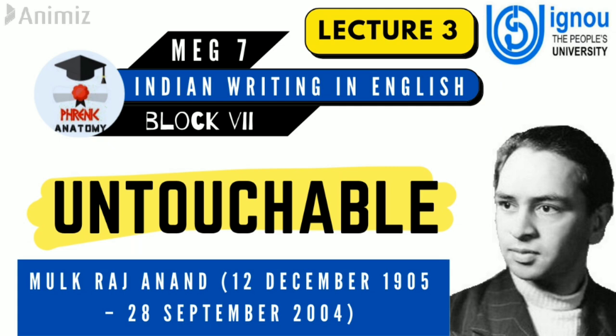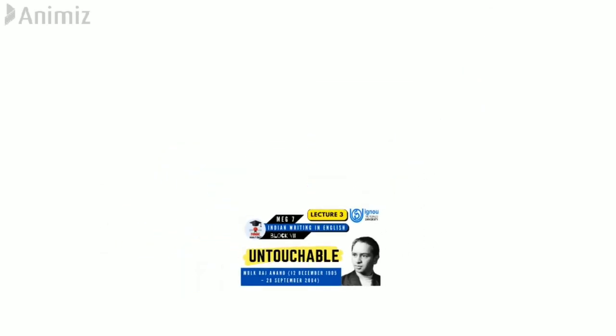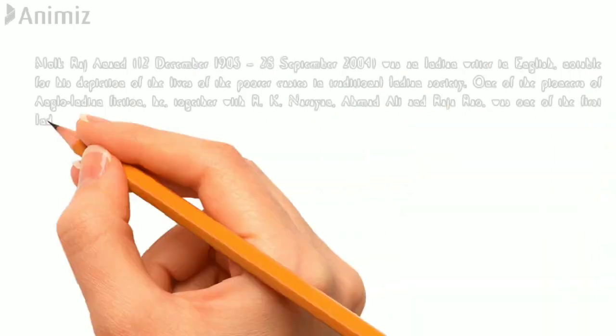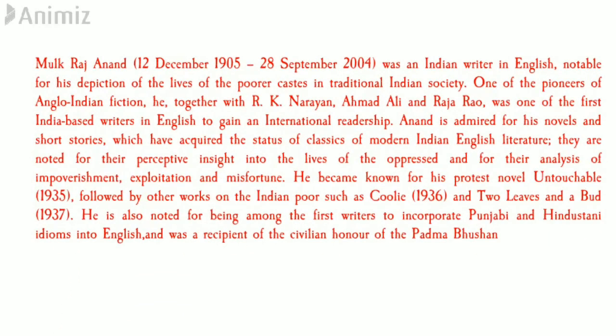So before we discuss the plot summary of the novel, let us know a little bit about Mulk Raj Anand, and whatever I'm going to discuss here will be important from the examination perspective. You don't need to remember when the author was born or when he died. Basically, Mulk Raj Anand was an Indian writer in English, notable for his depiction of the lives of the poorer castes in traditional Indian society. He was also one of the pioneers of Anglo-Indian fiction.